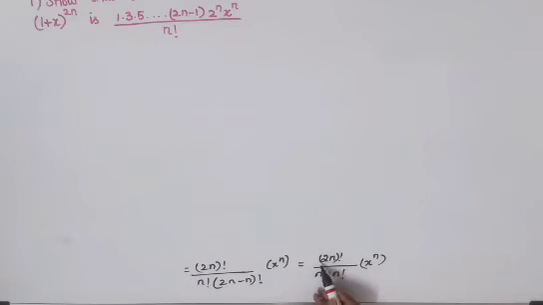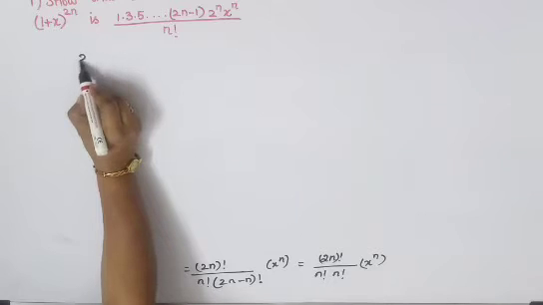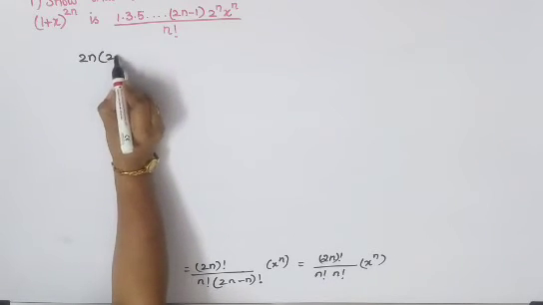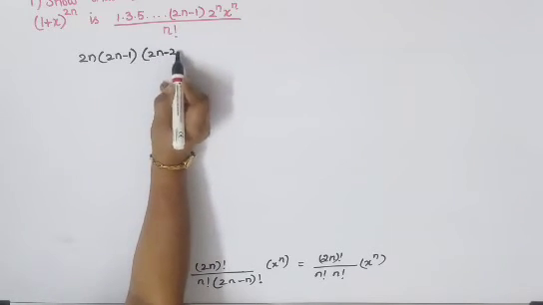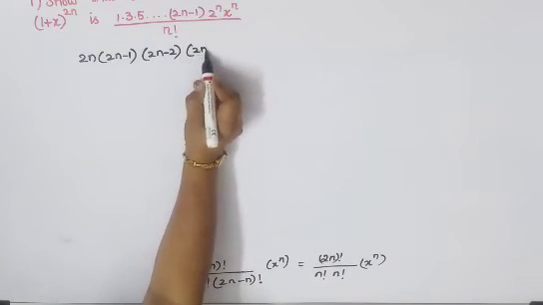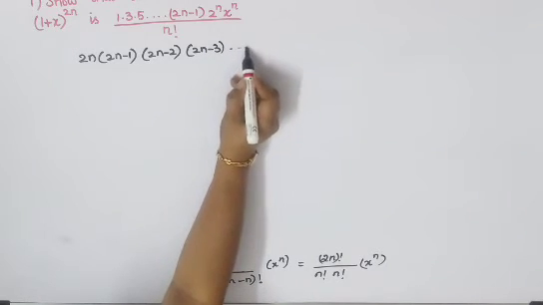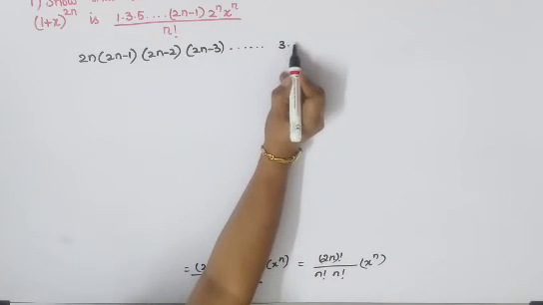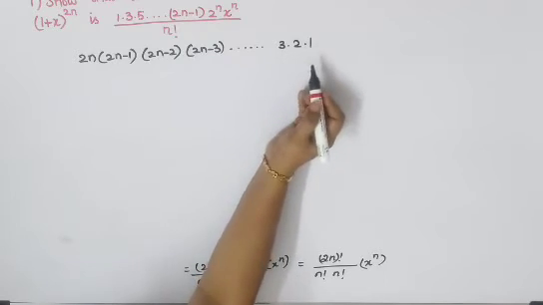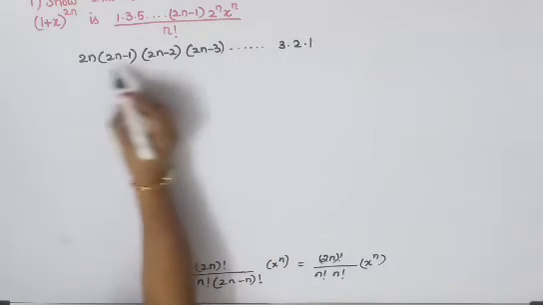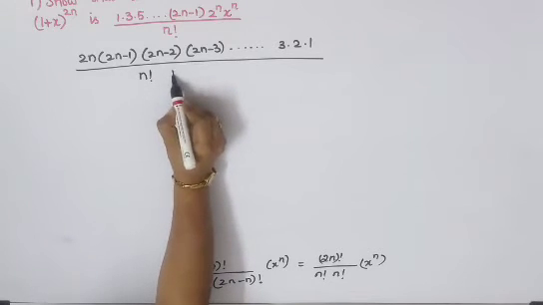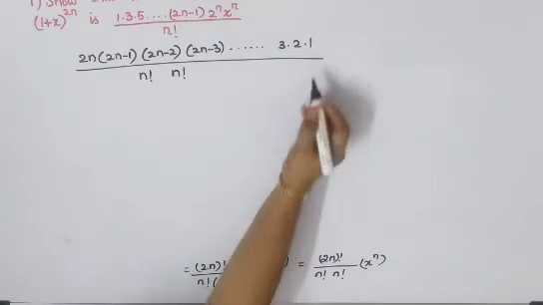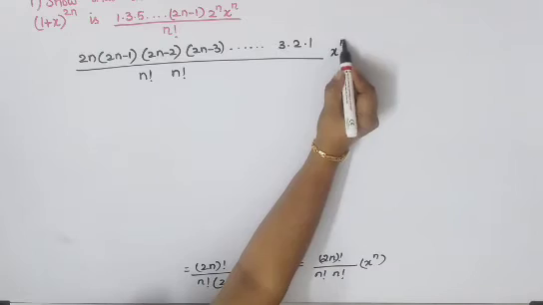We'll have to expand this 2n factorial. Okay, so 2n into 2n minus 1 into 2n minus 2, 2n minus 3, etc., 3, 2, 1. So that is the expansion for 2n factorial, divided by n factorial as it is, and one more n factorial as it is, into this x power n.